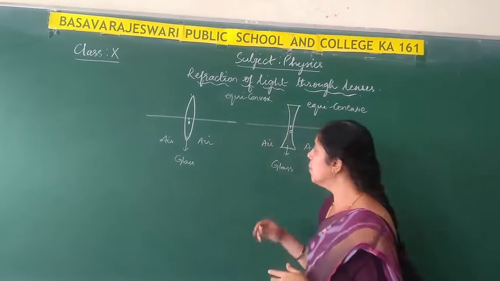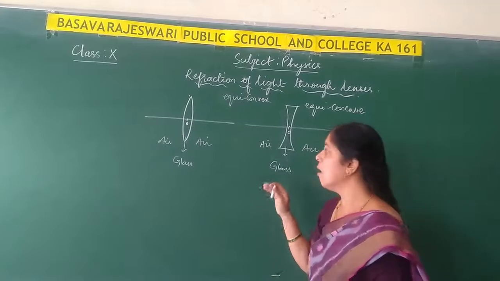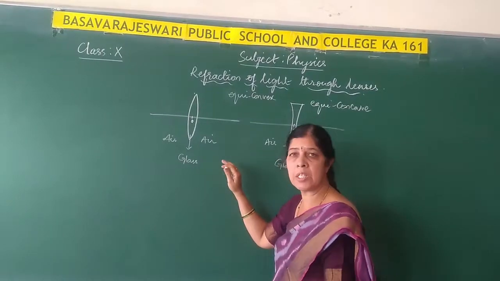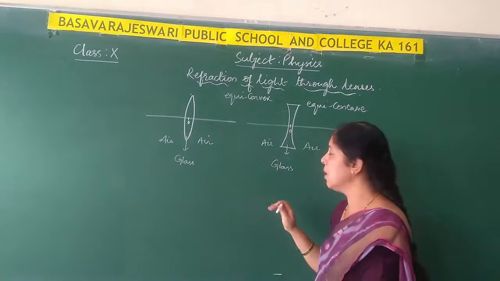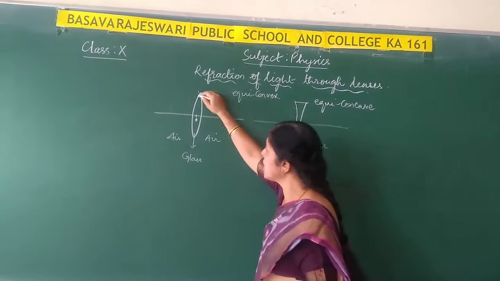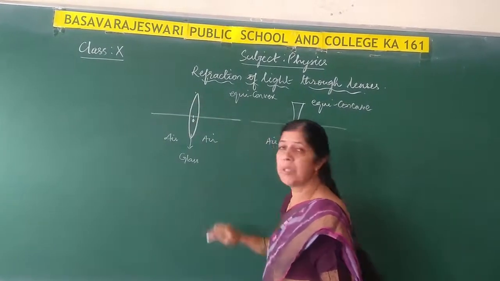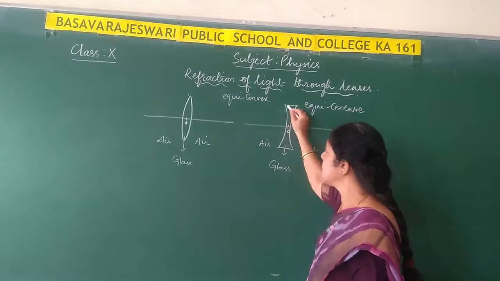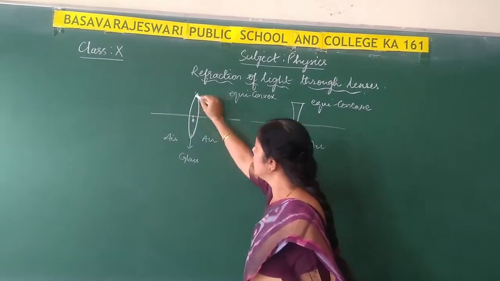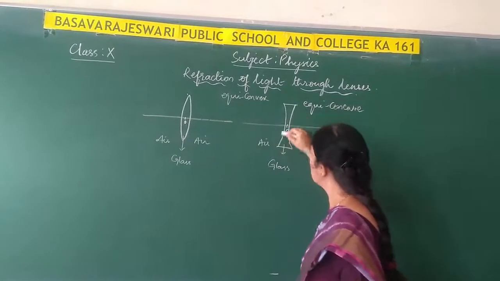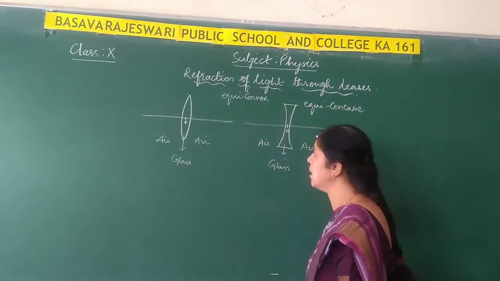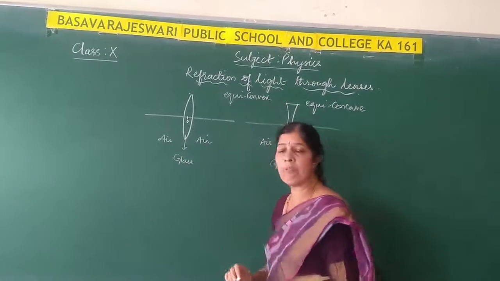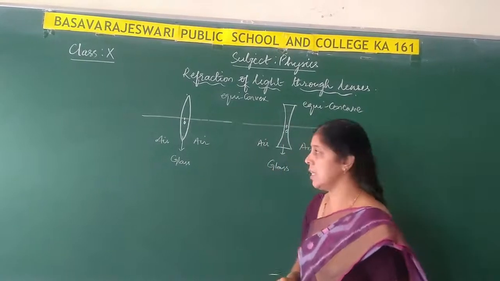part. So here both the curved surfaces are a part of the imagined spheres and their radii of curvature will be same. So the radius of curvature of the first surface will be equal to the radius of curvature of the second surface. So these are the two surfaces for lenses, and their radii of curvature will be same, and hence we call them as equiconvex and equiconcave lens.